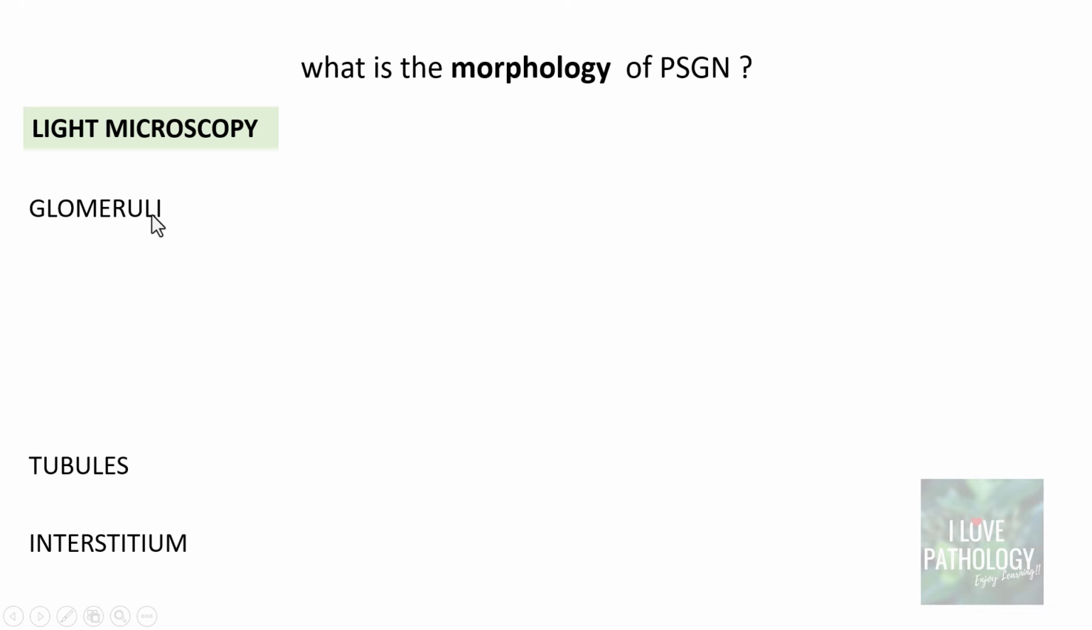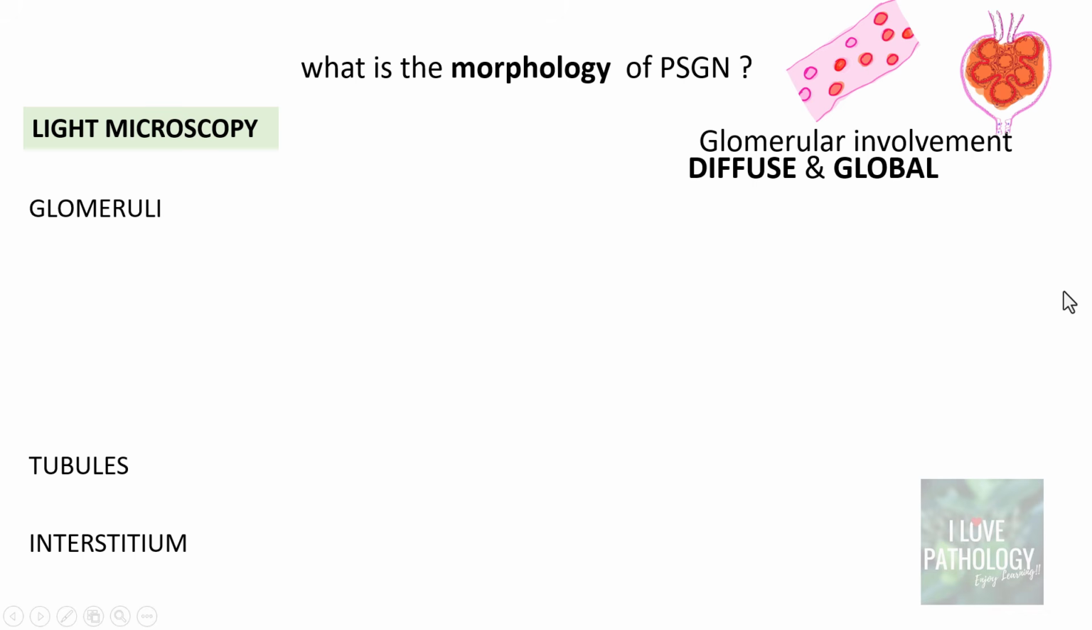So first we look into glomeruli. Glomerular involvement is diffuse and global. Now what does that mean? Diffuse meaning, if you take a renal biopsy, the majority of the glomeruli should be involved. More than 50% of the glomeruli, if they are involved, it's called diffuse involvement. And within a given glomerulus, the entire glomerulus is involved, and that's called global. So remember, PSGN, the light microscopic finding, it is diffuse and global.